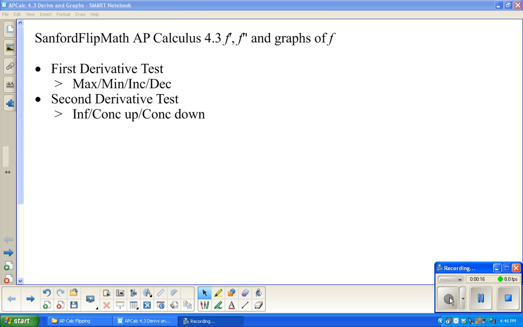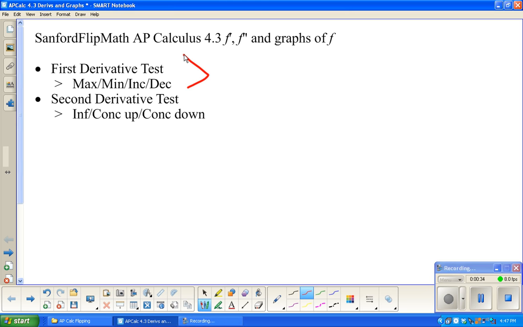We're looking at section 4.3, which is obviously in chapter 4 about applications of derivatives. This specific section works with making connections between the first derivative, the second derivative, and graphs of a function. So we're going to be using derivatives to describe those graphs, and to even sketch graphs.